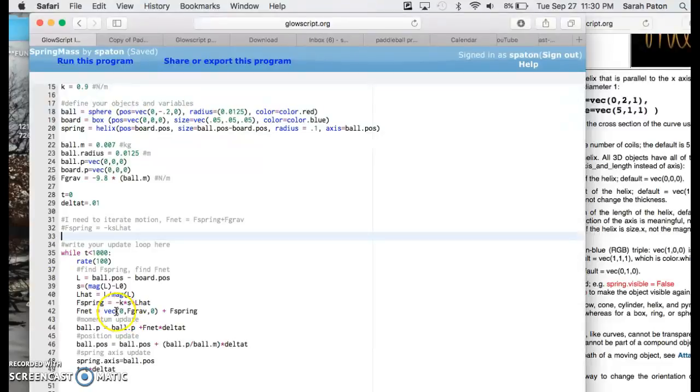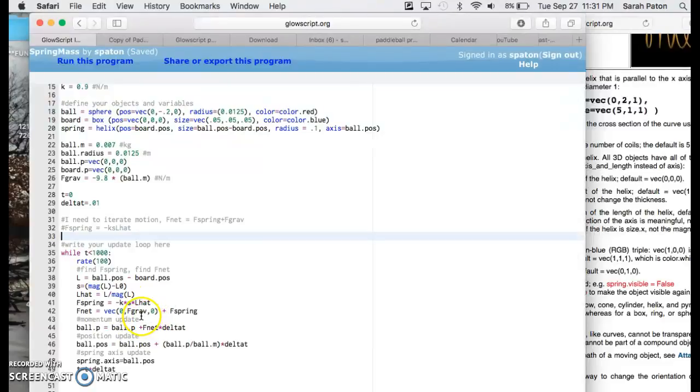And then finally I put all of these pieces together to create F spring, which is negative k times s times L hat. And after F spring, I realized that F spring and F gravity were the only two forces acting on the system, thus it was F spring plus F gravity that was equal to F net. So here in my F net statement, I just said F net was equal to the vector of 0, F grav, 0 plus F spring.